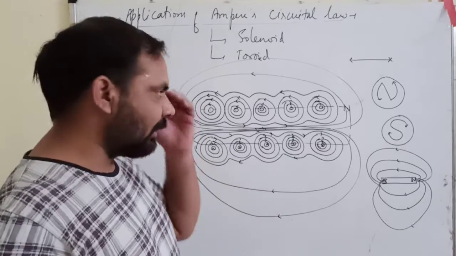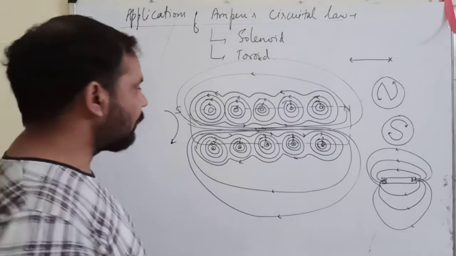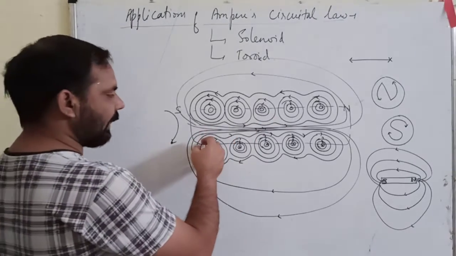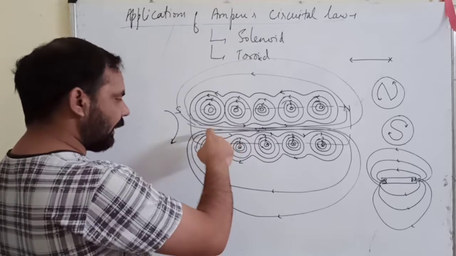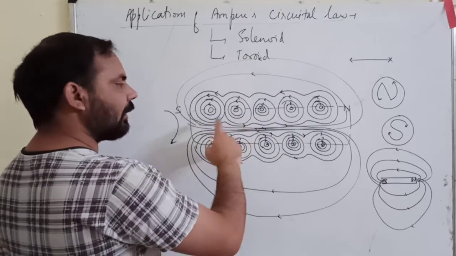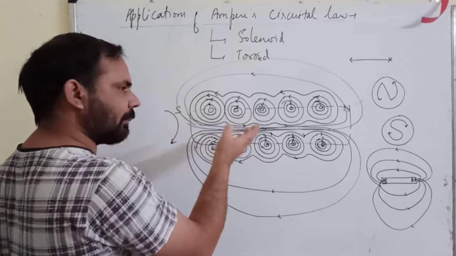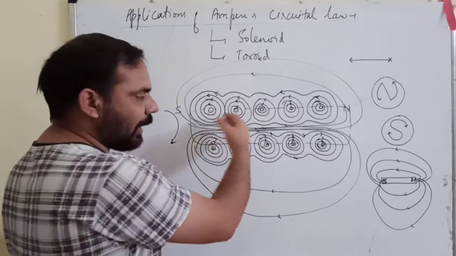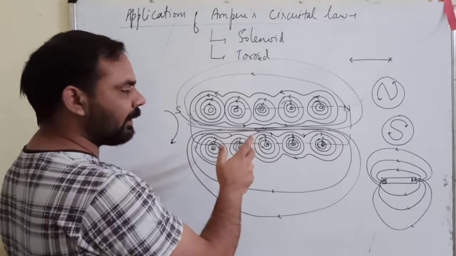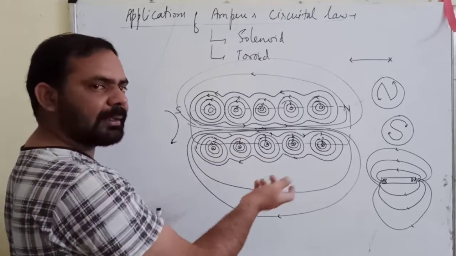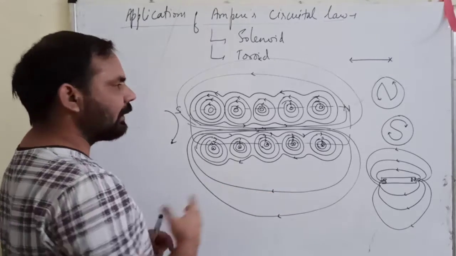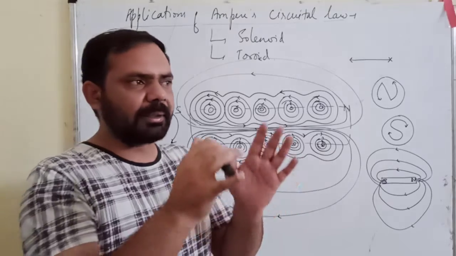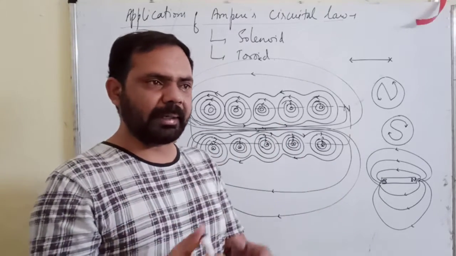weak. Again, the second thing is the direction of magnetic field due to the neighboring coils. The direction of magnetic field due to the neighboring coils inside the solenoid is in the same direction, so they add up and become strong. Whereas outside the solenoid, the direction of magnetic field due to the neighboring coils is opposite, and therefore they reduce each other, and hence the strength of magnetic field outside the solenoid is weak.